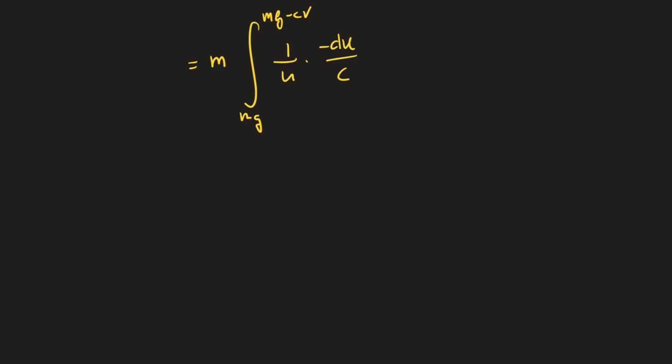Now, I want to take all the constants out again before I take my integration. So I will rewrite this as negative m over c, the integral of mg to mg minus cv, 1 over u du. Okay, all boundary conditions in, all constants out. So a lot of work to just say, okay, that's all just natural log now. So that's what we'll do next. Minus m over c, natural log of u, evaluated from mg to the mg minus cv.